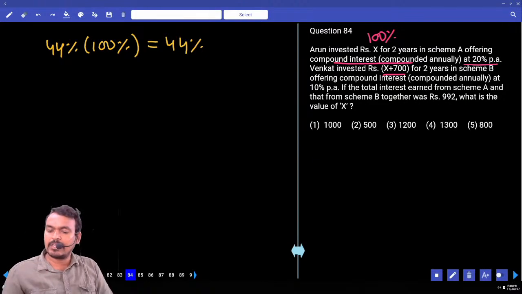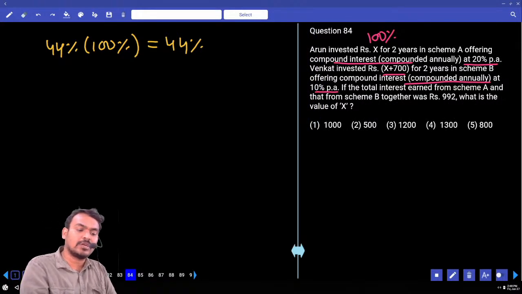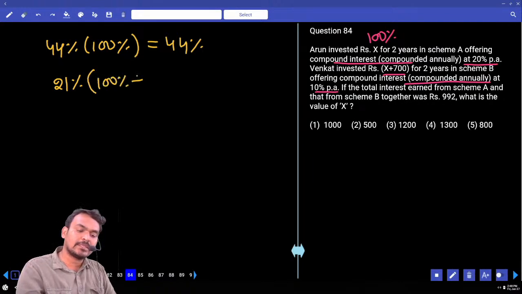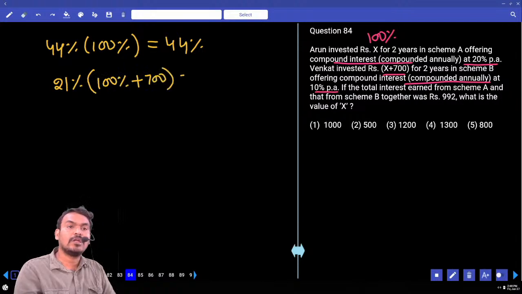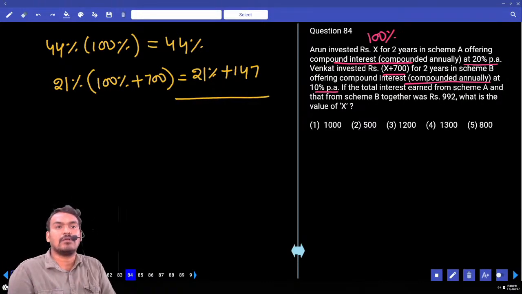Next, in the second one, what is the rate of interest? 10%. For how many years? 2 years. Compound or simple? Compound. 10% for 2 years, the compound interest is 21%. 21% of which value? Of 100% plus 700. So 21% of 100% plus 21% of 700, which is 147. Adding these two, we get the total interest.